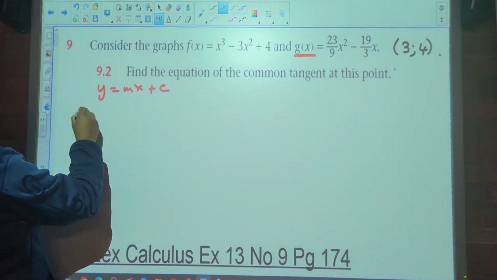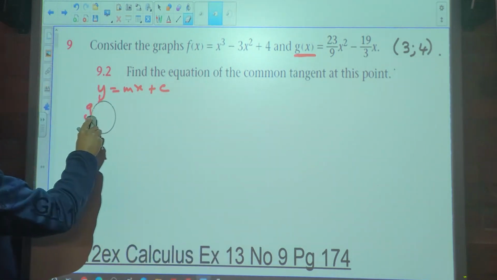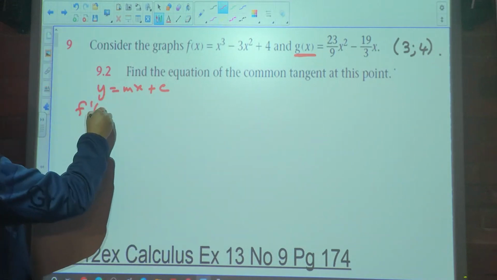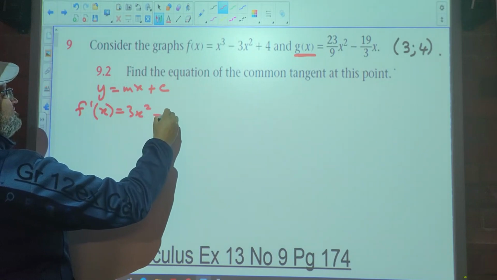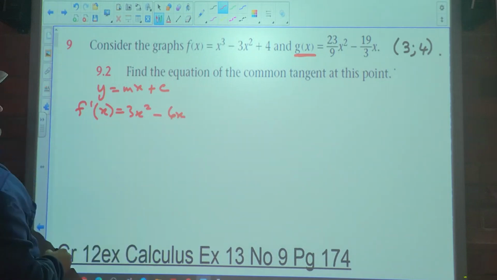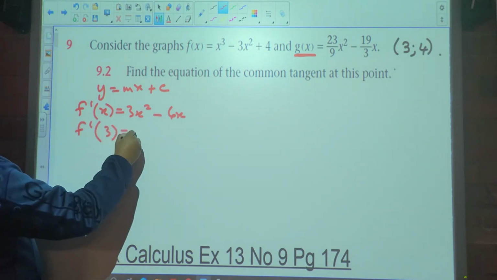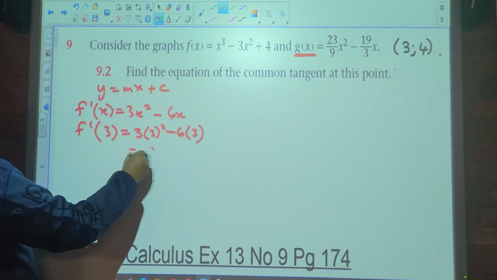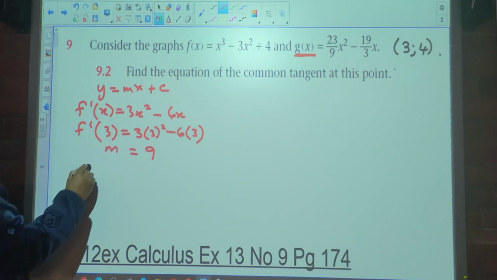So how do we calculate m? It's my gradient. When I'm going to work with f of x, I want to save ourselves from working with fractions. So f prime of x is equal to 3x squared minus 6x. Okay? So the gradient at 3 is going to be 3 times 3 squared, which is 27, minus 6 times 3, which gives you an answer of 9. So the gradient, of course, is 9.